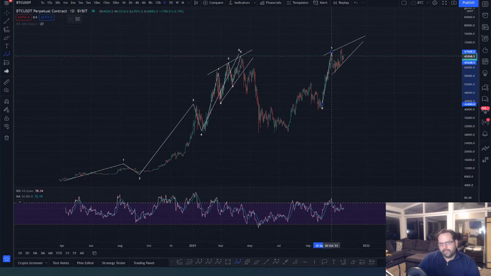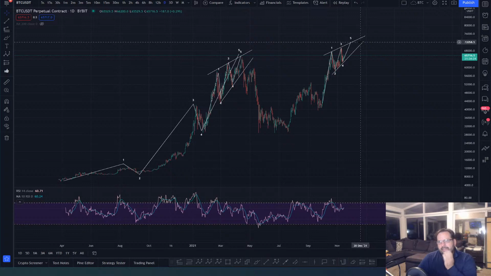And we'd be looking for something similar like that. Gets us up to that 72K target. And see, this is what I mean, guys. If we break the top, it means the count that I just shared would be invalid, but it doesn't mean that we can't go down. We can go down a different way.